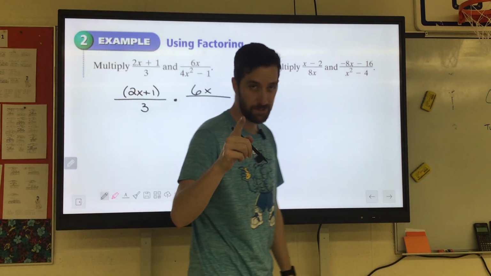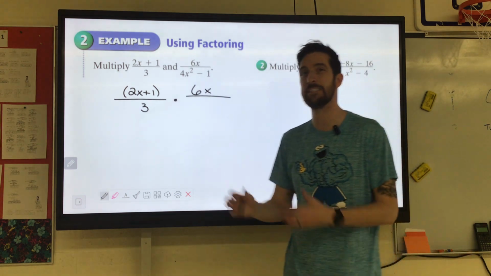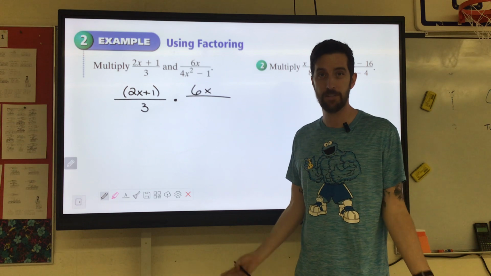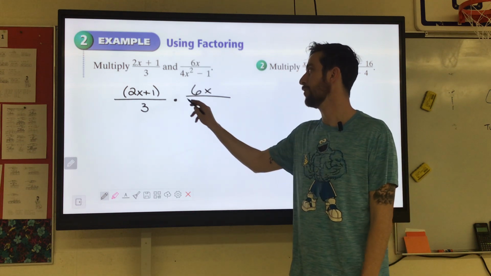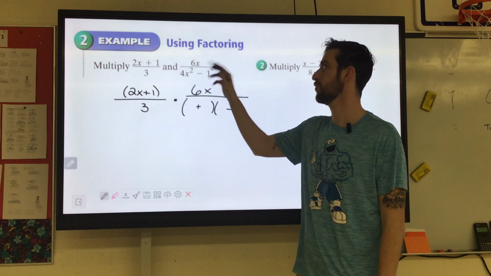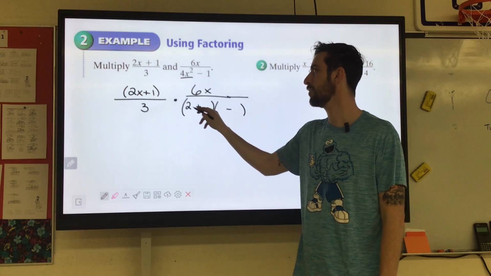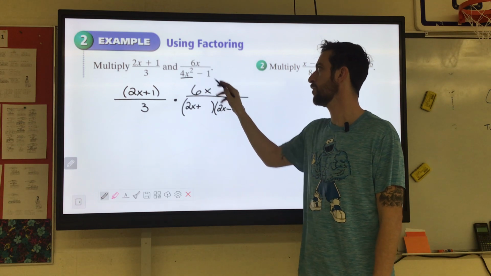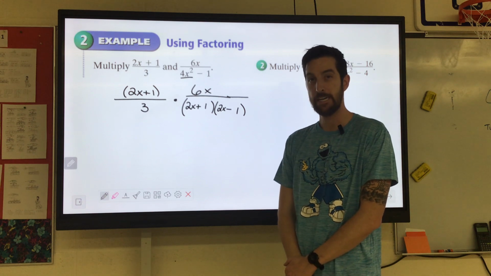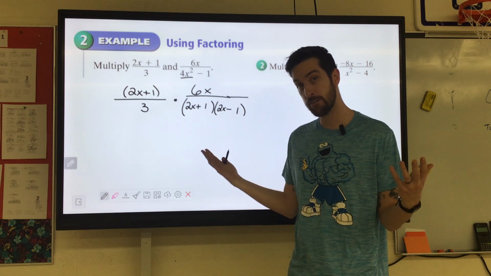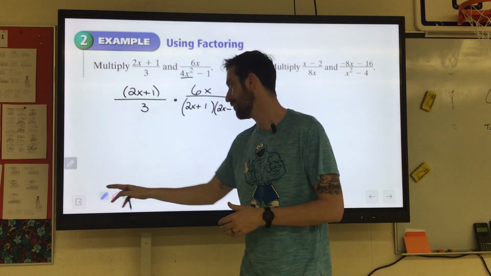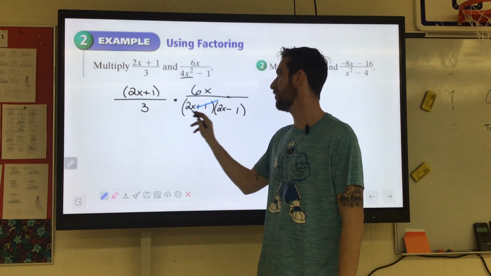Now, I do notice that 4x squared minus 1 is a difference of squares. Those are both perfect squares, and there's a minus in the middle. So when we factor that, remember you square root each part, you put one with a plus and one with a minus. So the square root of 4x squared is 2x. The square root of 1 is 1. So that's how 4x squared minus 1 would factor. Now, do you see any common factors? It just needs to be from any numerator and any denominator. I see they both have a 2x plus 1, so we can get rid of that.